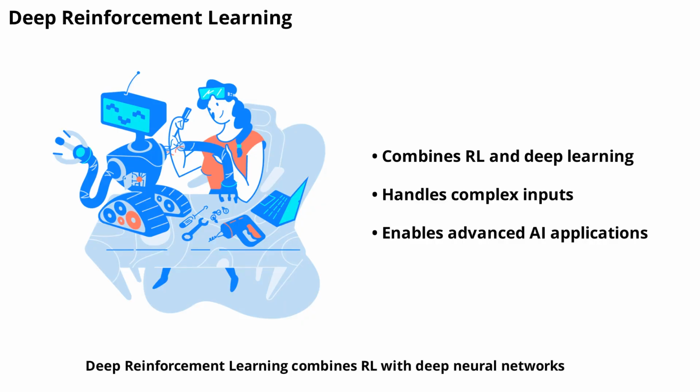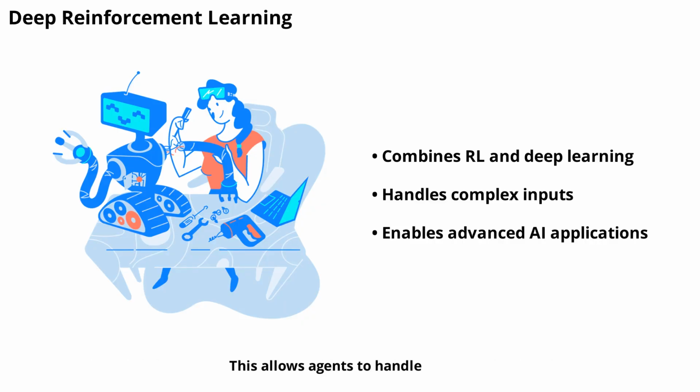Deep reinforcement learning combines RL with deep neural networks. This allows agents to handle complex environments with high-dimensional inputs, like images or sensor data. Deep RL has achieved impressive results in areas such as playing video games, controlling robots, and even beating human champions in board games. The use of deep learning enables RL agents to learn directly from raw data, opening up new possibilities for AI.